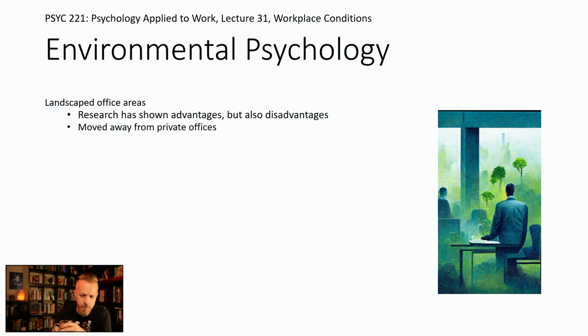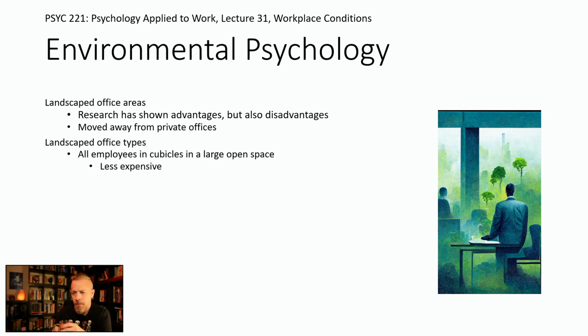And over time, this landscaped office approach has moved largely, but not completely, away from private offices. But there are different types of these. The most common, at least right now, would be what people might call cube farms, where employees are in cubicles in a large open space. There's a good manufacturing supply base for cubicle walls, and they're modular, configurable, and relatively inexpensive. So in terms of use of space, this setup is a fairly efficient, cost-effective way of bringing people together.